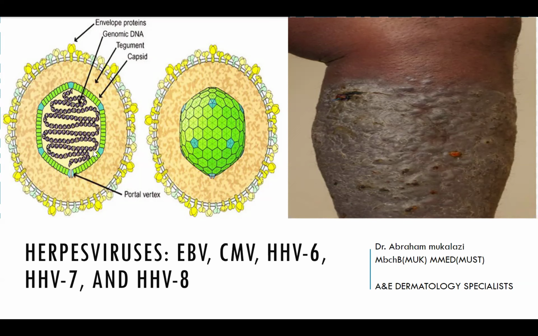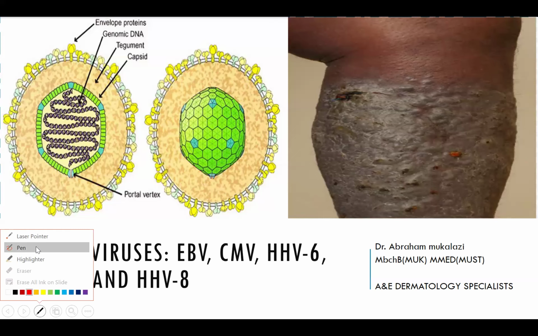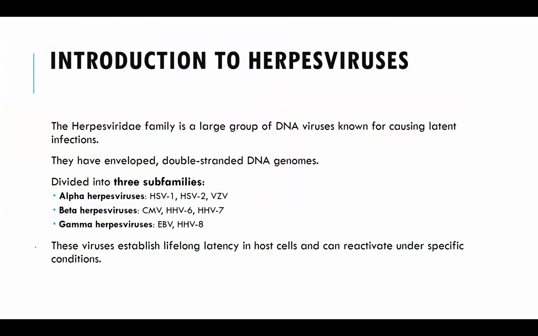So as you can see in this picture, this is how a virus structure looks. You see the DNA at the center, encircled by the protein capsid, and then also the envelope proteins. And in this picture here, this is a lesion caused by one of these viruses. I think most of you are familiar with that diagnosis. Maybe you will tell me in the comment section.